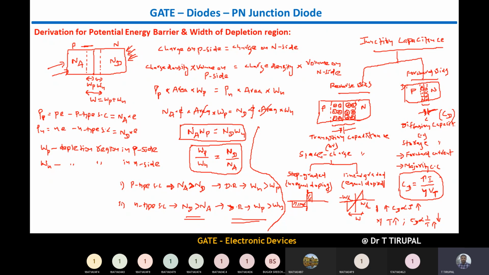Therefore here the transition capacitance is given by C suffix T, and this transition capacitance CT can be directly written as epsilon A divided by W. Epsilon is the permittivity, A is the area and W is the width of the depletion region.